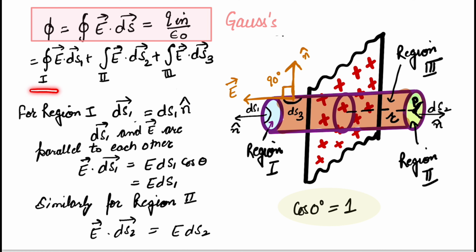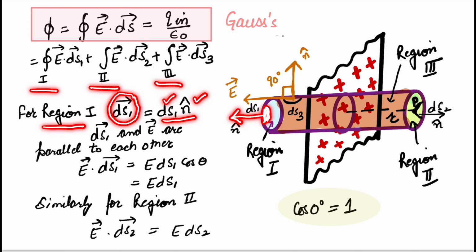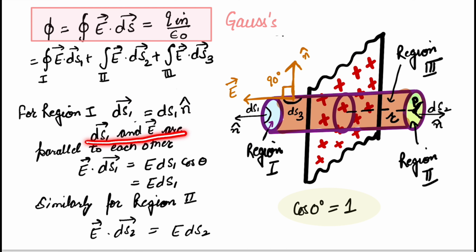So the Gaussian surface is divided into three regions: first region, second region and the third region. The region 1 has area element ds1. So this is the area element of region 1. It is written as ds1 into n cap. n cap is the unit vector perpendicular to ds1 and we know that the electric field from a plane sheet of charge is also perpendicular to the sheet. So both n cap and E vector have the same direction. So ds1 and E are parallel to each other.